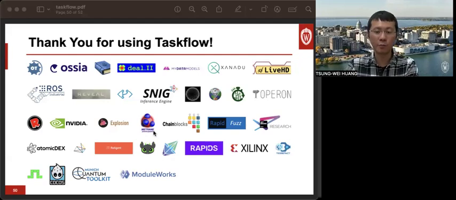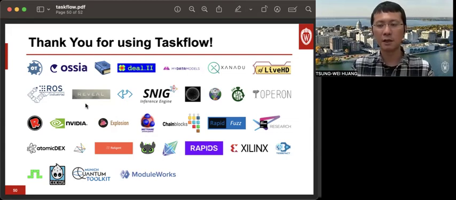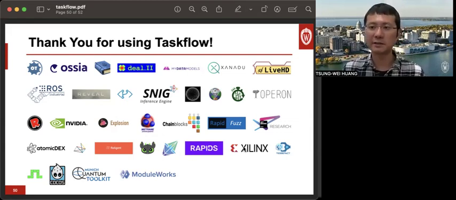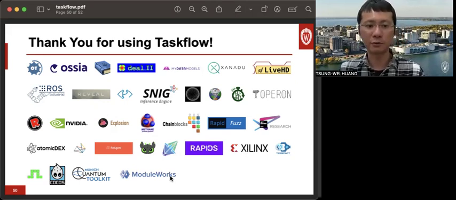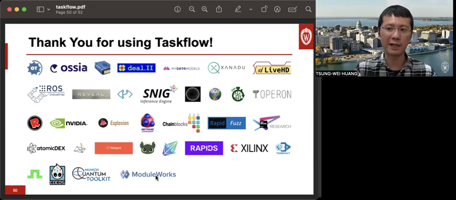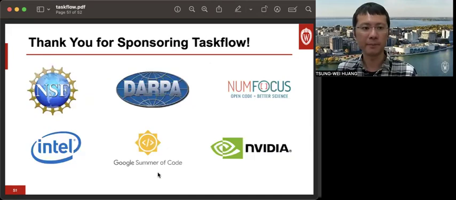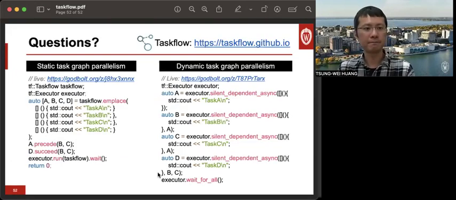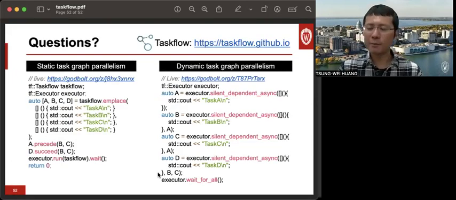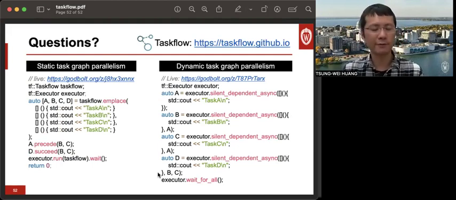Taskflow is an open source project, and it's being used by quite a few people right now. For example, Xilinx is using Taskflow to parallelize their Vivado system. And we also have a company, Module Works, using Taskflow to parallelize their CAD tool. And we are always very happy to collaborate. And this project has been sponsored by multiple funding agencies. I'm really grateful for that. With that, I'm going to stop here, and I'll be happy to take any questions if you have.